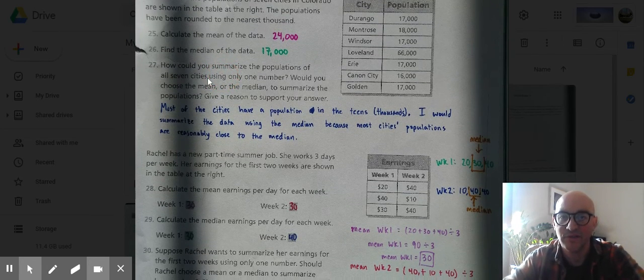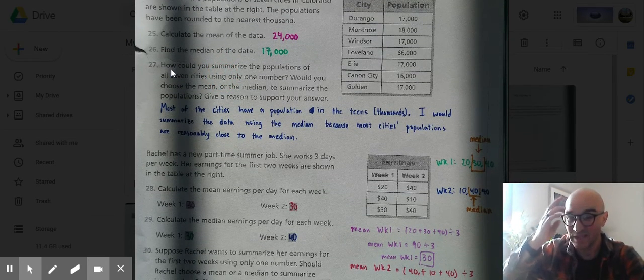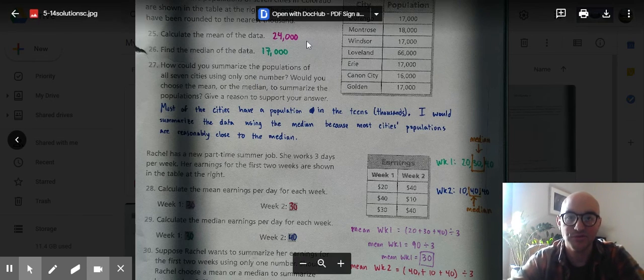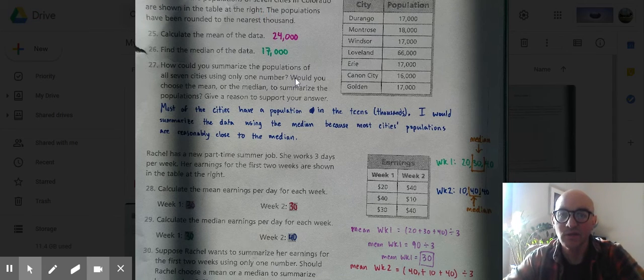Okay, simple enough there. Let's get into the part where we really have to think carefully about how to answer this next part. So let's read 27. How could you summarize the populations of all 7 cities using only one number? In other words, we're going to use either the mean here or the median here. So we're going to use one or the other, but we have to choose which one. And I'll walk you through why I chose the one I chose. Would you choose the mean or the median to summarize the population and give a reason?